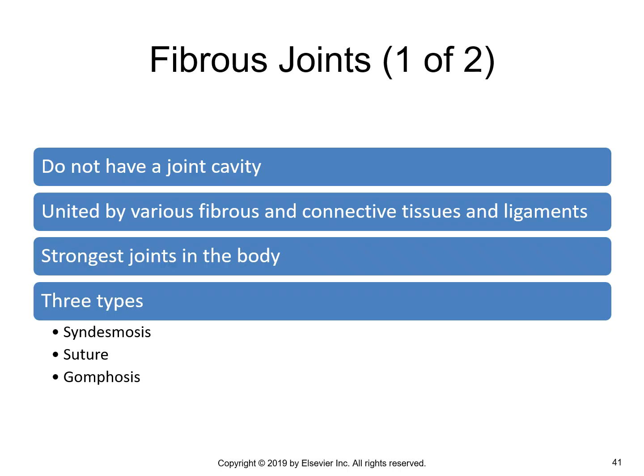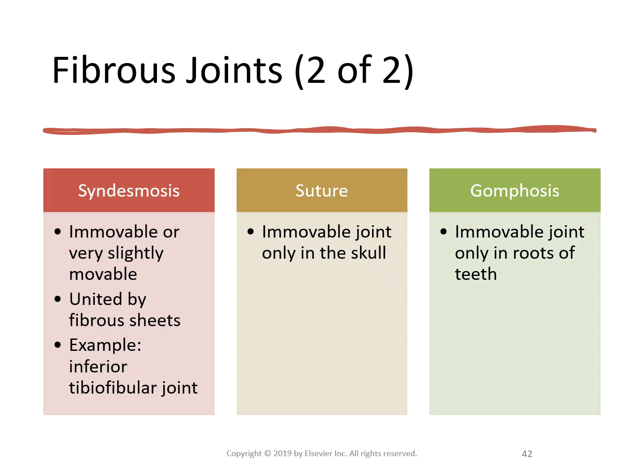All right, fibrous joints don't have a joint cavity. Okay. United by various fibrous and connective tissues and ligaments, strongest joints in the body. Three types: syndesmosis, sutures, and gomphosis. Okay. Syndesmoses are immovable or very slightly movable, united by fibrous sheets. The inferior tibiofibular joint is a syndesmosis joint. It's just a bundle of fibers holding the fibula to the tibia.